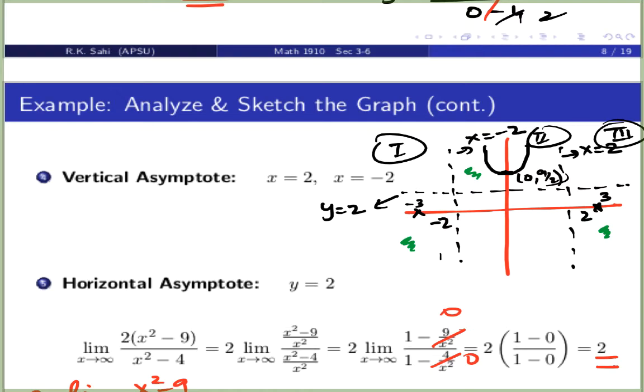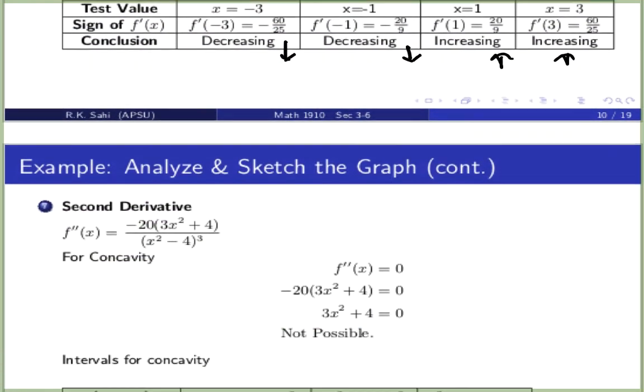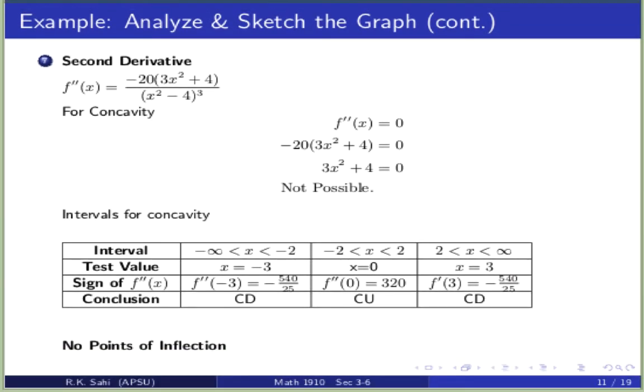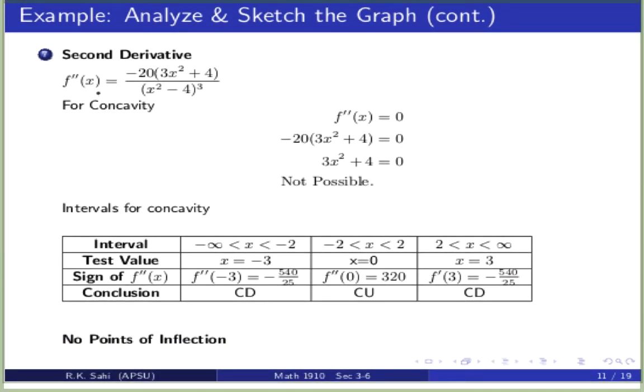So we're going to do the second derivative test. Okay, let's do the second derivative test. Now, when you take the second derivative, you get negative 20 times 3x squared plus 4 over x squared minus 4 cubed. To find where the second derivative changes, you look where the second derivative does not exist or the second derivative is 0. When you set the second derivative to 0, we get 3x squared plus 4, no solutions. So the other point is where the second derivative does not exist. It is at plus minus 2.